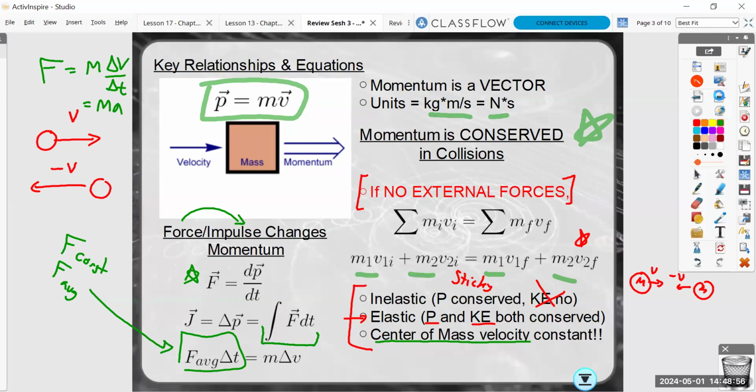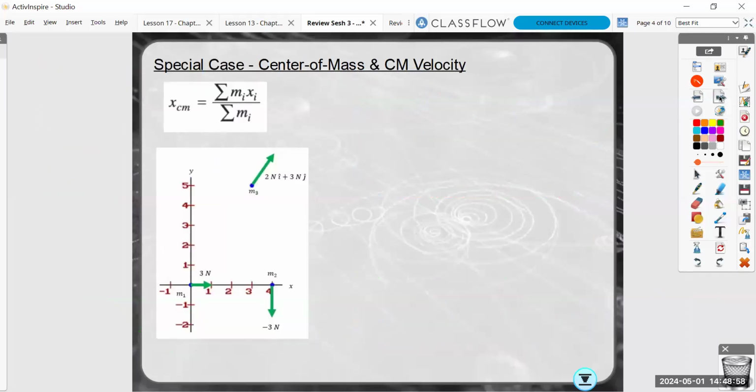A few little side things that come up in momentum are finding the center of mass of a system. So one thing that we do have to remember how to do sometimes is to find the center of mass of the system. You're in luck though, they give you the formula on your formula sheet. So here we've got a system where we've got a bunch of objects.